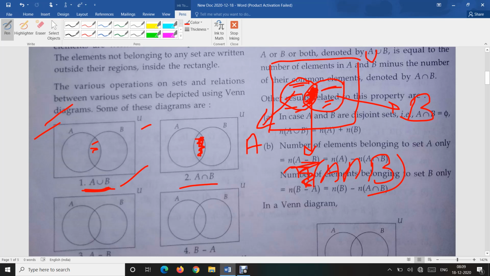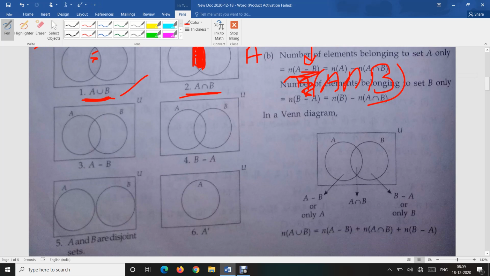See, A intersection B. This is the shaded portion, and this shaded portion is A intersection B. That means the portion which is common for both A and B. You know that this is the portion of B and this is the portion of A. That means this shaded portion is contained by set A and set B also, and we know that the common portion is always the intersection. That's why we can say that this is the Venn diagram for A intersection B. Hope you understand that.